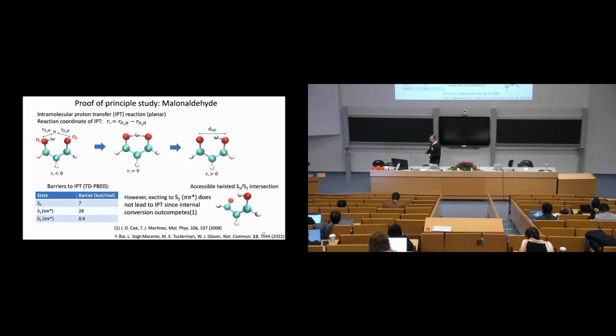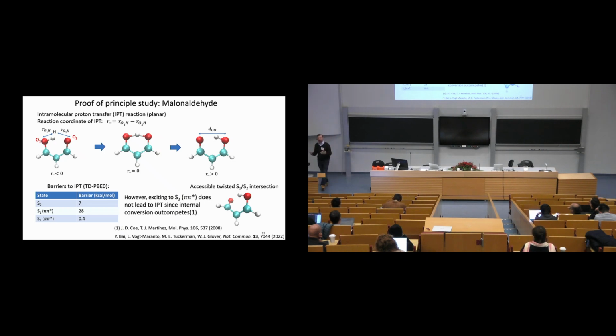All right, so the molecule that we're going to consider and apply this to is malonaldehyde. The reason we chose this molecule is not only that it's quite simple, but it also has some complexity. It has an intramolecular proton transfer. The hydrogen can transfer from one oxygen to the neighboring oxygen. And on the ground state, there's a barrier of about 7 kilocalories per mole.